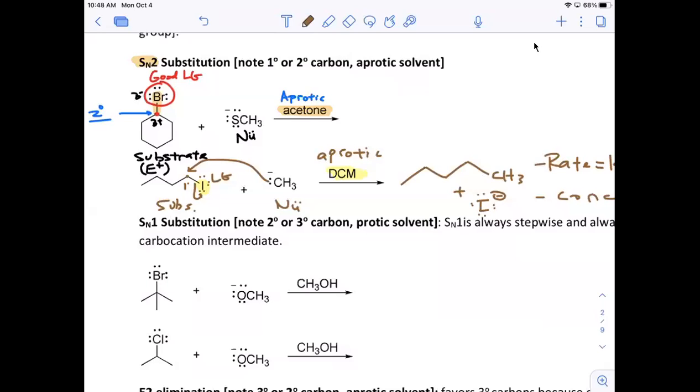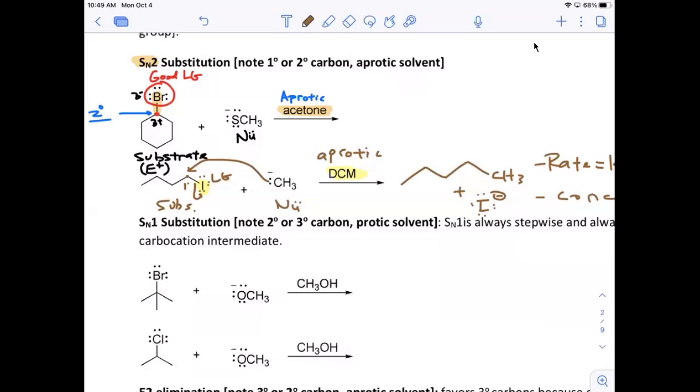I have a question. Go ahead. How can you tell whether it's SN2 or SN1 by looking at the reaction? One way is to look at the solvent. SN1 is going to be favored in protic solvents. SN2 is favored in aprotic solvents.